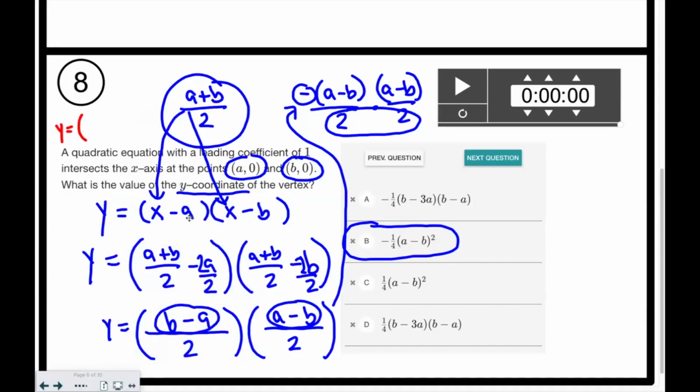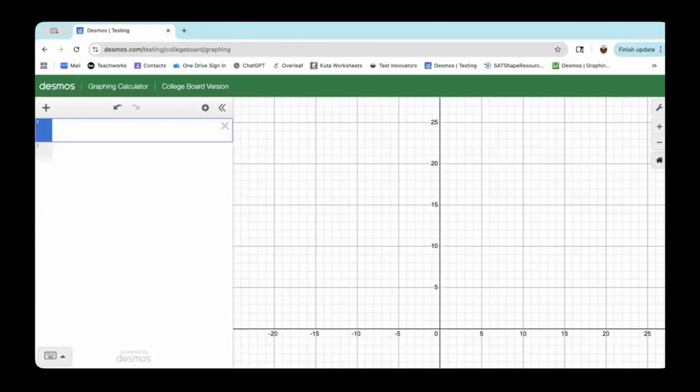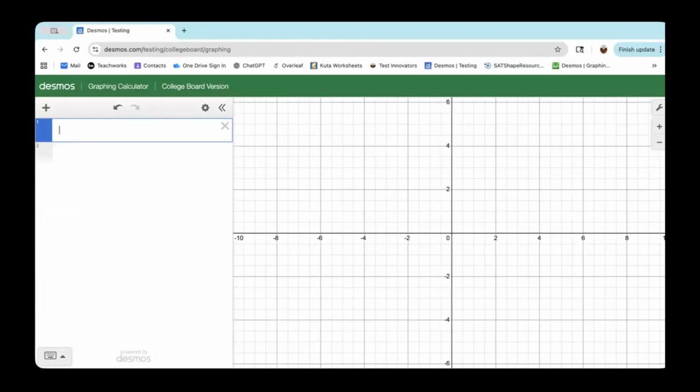I'm just going to make A 2 and B 4. So I'm going to do x minus 2 and x minus 4. So remember that, x minus 2, x minus 4. And then I'm just going to jump over to Desmos and graph x minus 2, x minus 4.